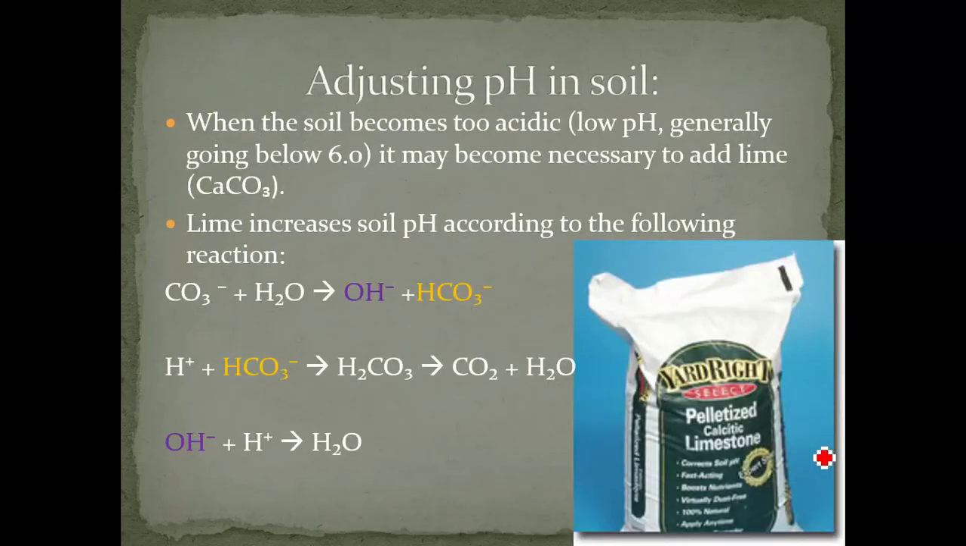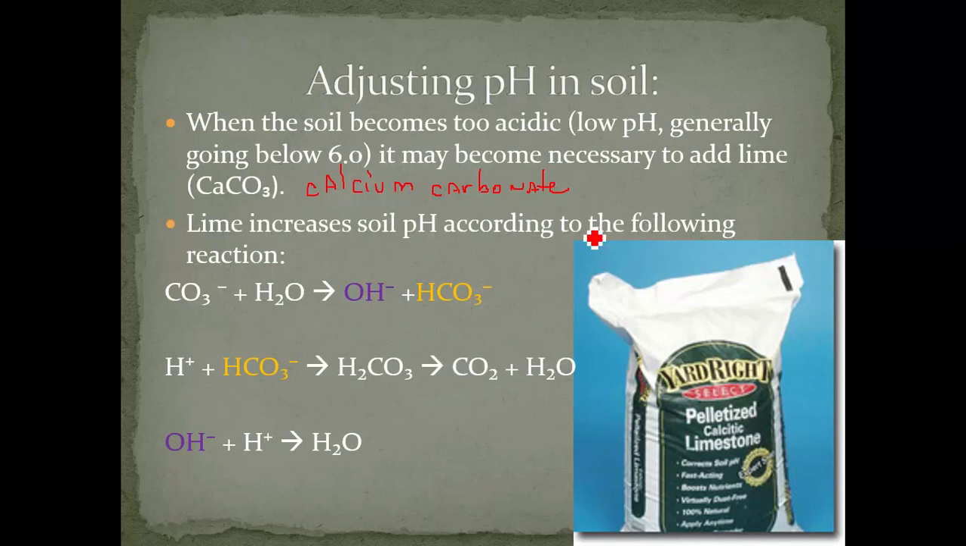How do we change it? How do we make it better? When soil becomes too acidic, in other words, and this is the common problem, your pH is too low, generally below 6, it may become necessary to add lime, agricultural lime. This is agricultural lime here, calcium carbonate. This is a naturally occurring mineral, can be mined. It's even mined here in Alabama. You can put that on your soil.